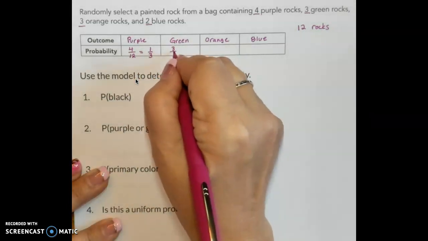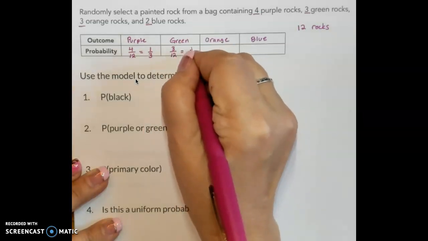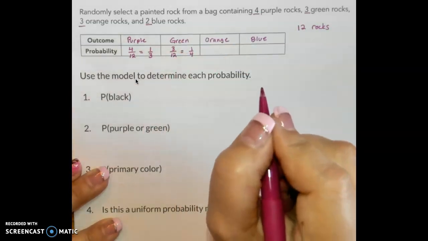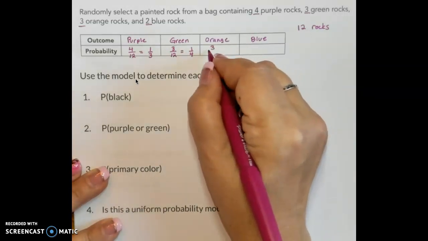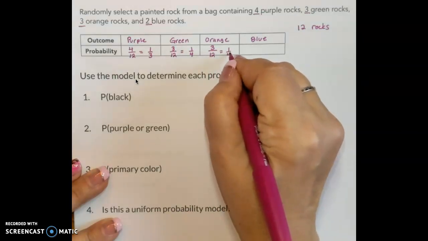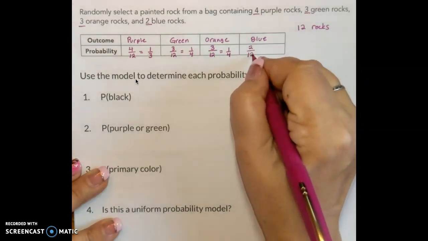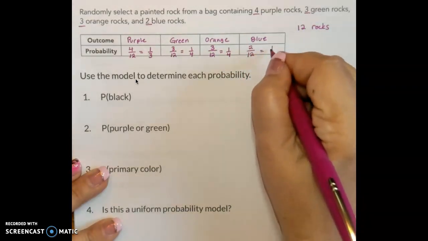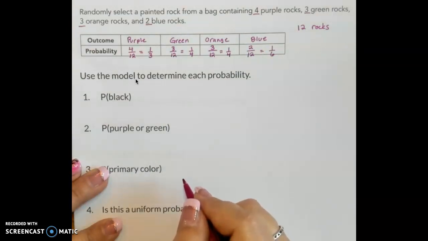Green is 3 out of the 12 possible rocks. Again, if I simplify, that would be 1/4. For orange, we also have 3 orange. So that's going to have the same probability as green at 1/4. And then we have 2 blue out of the 12 rocks, which would give us a probability of 1/6 of selecting a blue. Now, we can use that model to help us determine each probability.